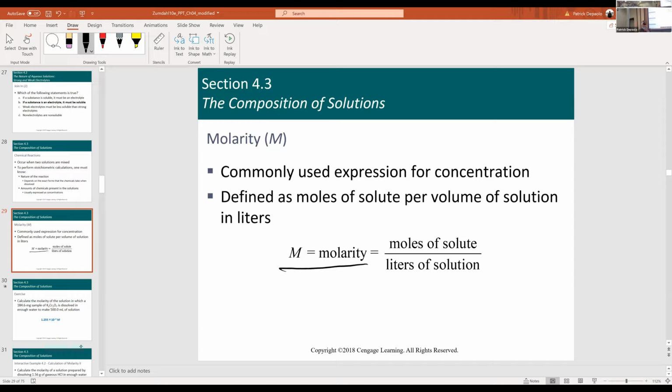Molarity is measured by the moles of the solute divided by the liters of the solution. Whatever the total volume of the solution is, it has to be in liters. If it's in milliliters, you just convert it to liters. And then the moles is just the moles of whatever is inside the solution.